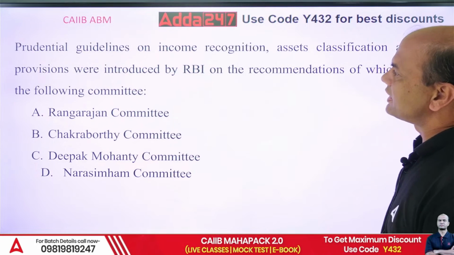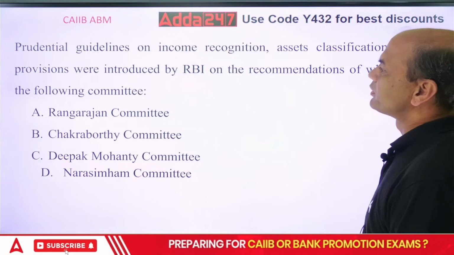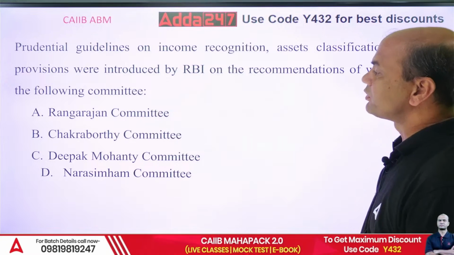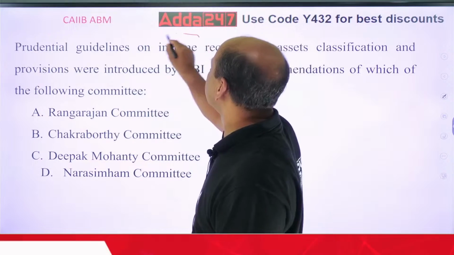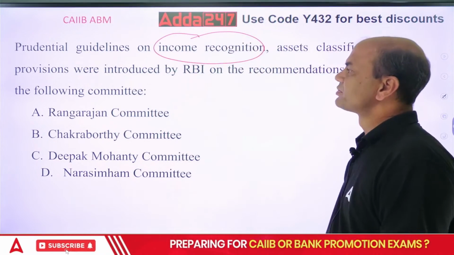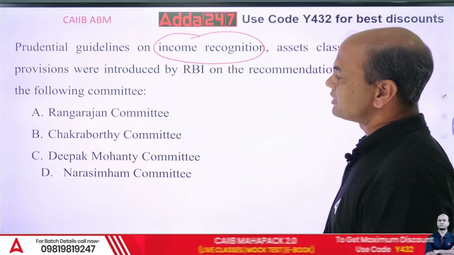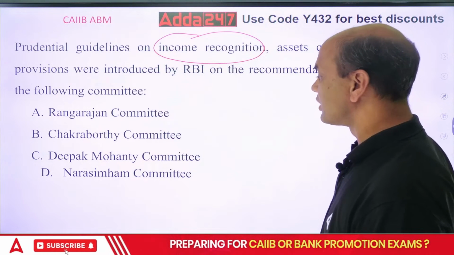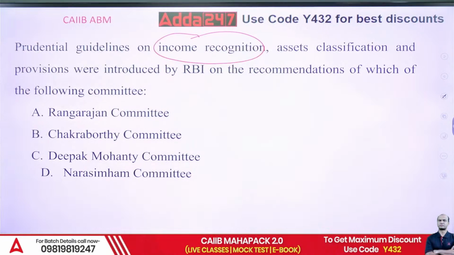Prudential guidelines on income recognition, asset classification and provisions were introduced by RBI on the recommendation of which of the following committee? So income recognition, prudential guidelines on income recognition were introduced on the recommendation of which committee? Rangarajan committee, Chakraborty committee, Deepak Mohanty committee or Narsimham committee. So because of which committee were they introduced?